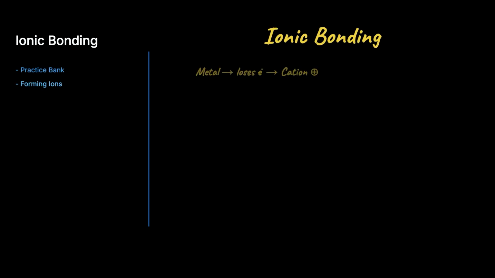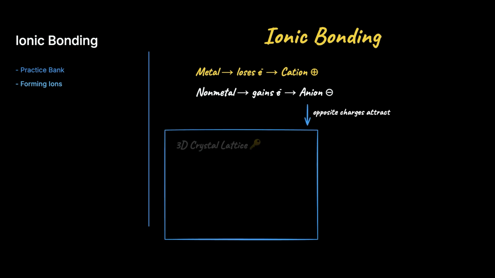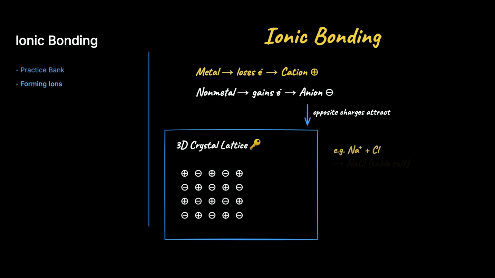Let us go deeper into ionic bonding, our first major type. When a metal meets a non-metal, the metal loses electrons to become a positive ion called a cation, and the non-metal gains them to become a negative ion called an anion. These opposite charges attract in every direction, building a three-dimensional crystal lattice.